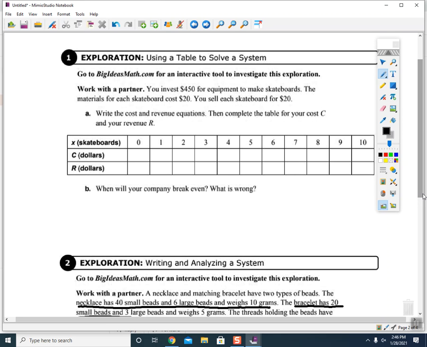All right, so I want you to try this first one on your own. You invest $450 for equipment to make skateboards. The materials for each skateboard cost $20. You sell a skateboard for $20. So we want to write a system of equations: write an equation for the cost and the revenue, and then complete the table. I just want you to complete the table through 3, so just do 0, 1, 2, and 3. You don't have to do the rest of this. And then answer this question: when will your company break even? And what feels wrong about it? Go ahead and pause this and come back when you are ready to go.